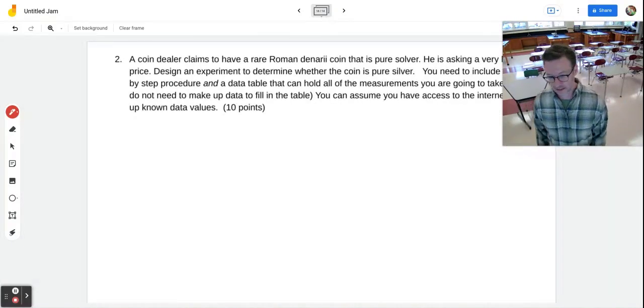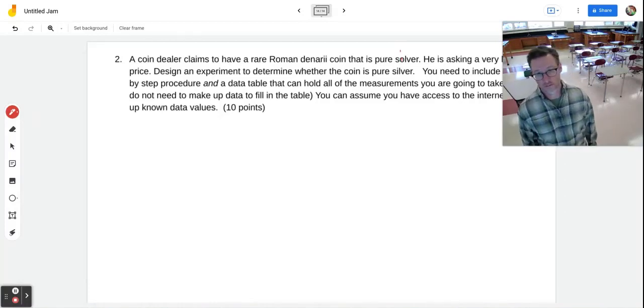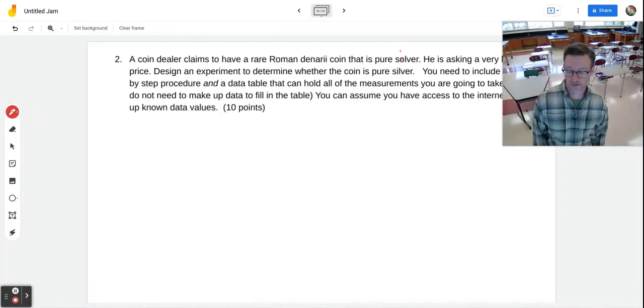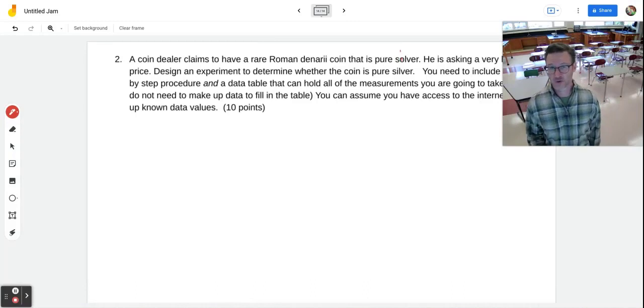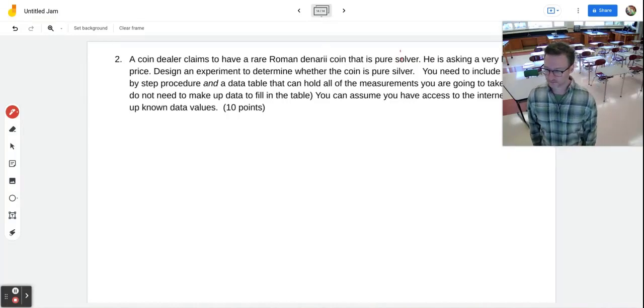And then the last one, again, part of it's getting covered up here, but you have what is supposed to be a pure silver coin, and you're being asked to pay a significant amount of money for it. How would you go about determining whether or not this is pure silver? And let's assume, since it's a coin dealer, that you can't melt it down and find its melting point or do any other sort of destructive testing on it.